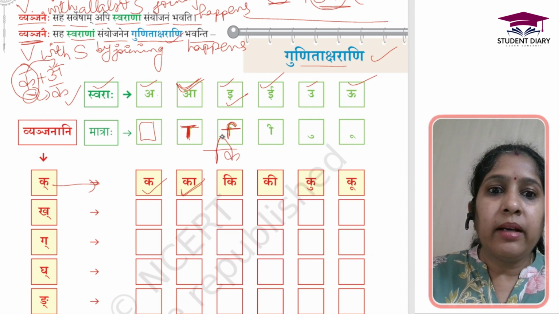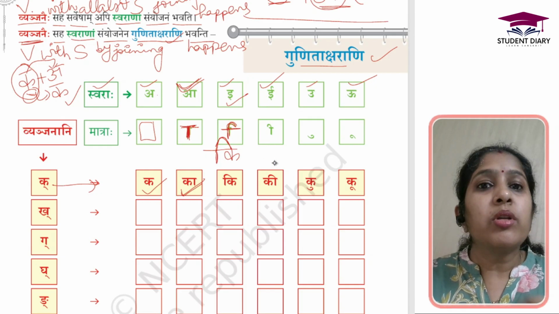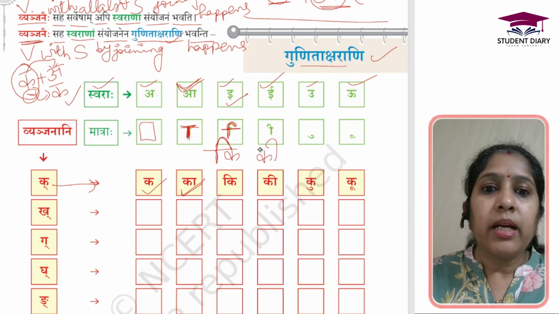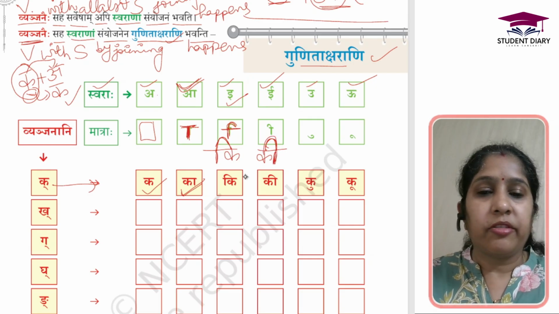Fine. A line and a curve from upside. That is choti e, so it will become ki. Then if you want to say kee, right? So ka and then put badi ee ki matra, it will become kee. So this is the symbol for badi ee ki matra: after the line, and then upside a curve.